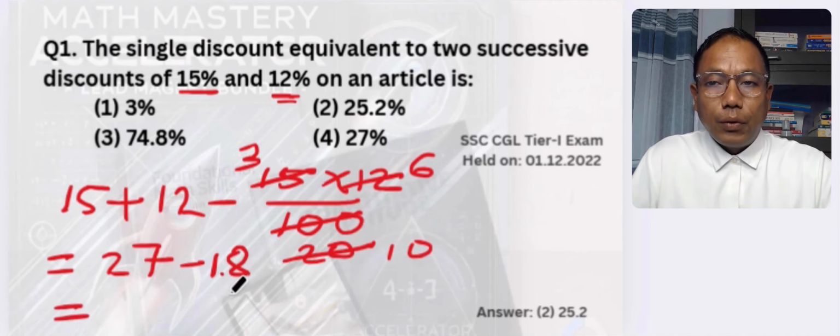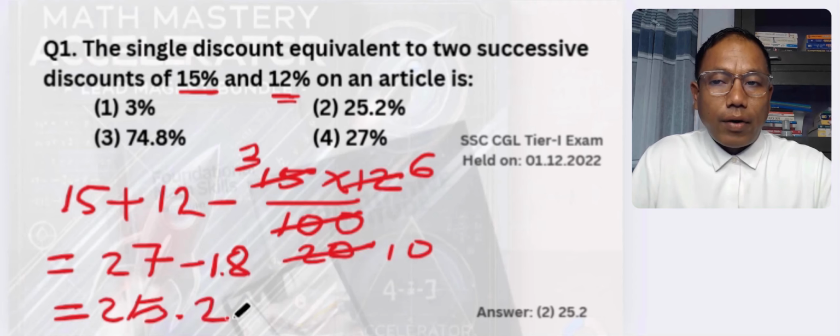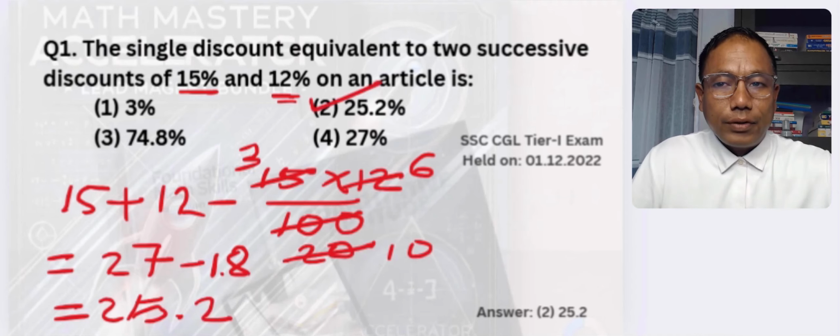1.8 lies between 1 and 2. So subtract 2 from 27. 27 minus 2 is 25. Point. 10 minus 8 is 2. The right answer is 25.2. Option 2 is the right answer. Let's go to the next question.